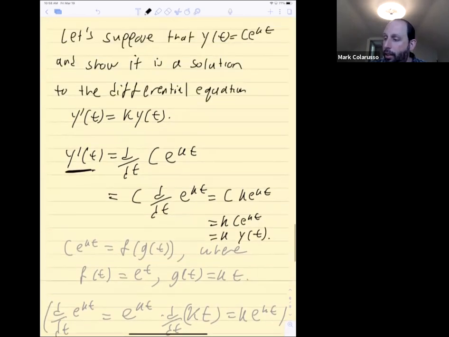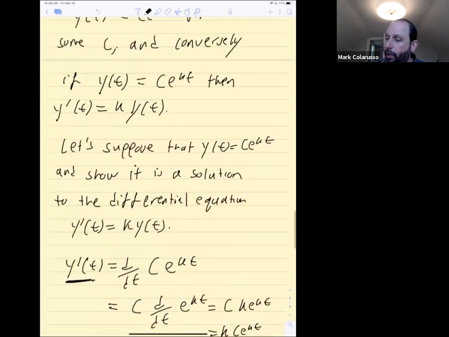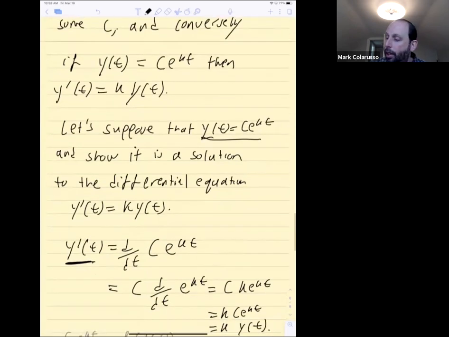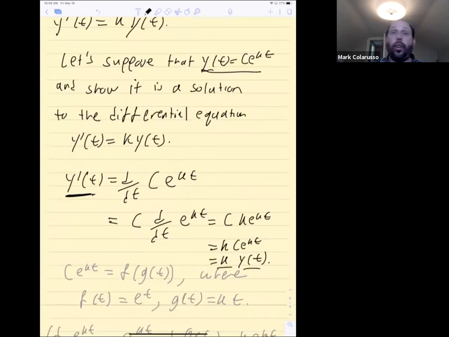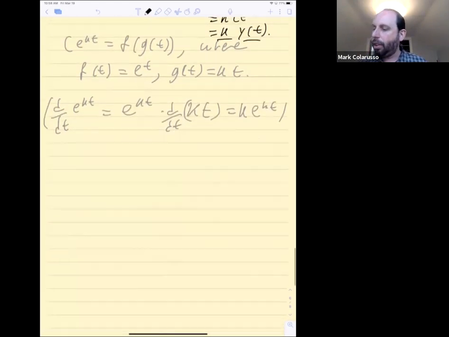and that's what we wanted to show, that the derivative of this fellow is equal to k times the function, k times itself. Okay, so like I said, I can't show you that any function that satisfies this differential equation has to be an exponential, but certainly an exponential works, and we'll go with that for now. All right.